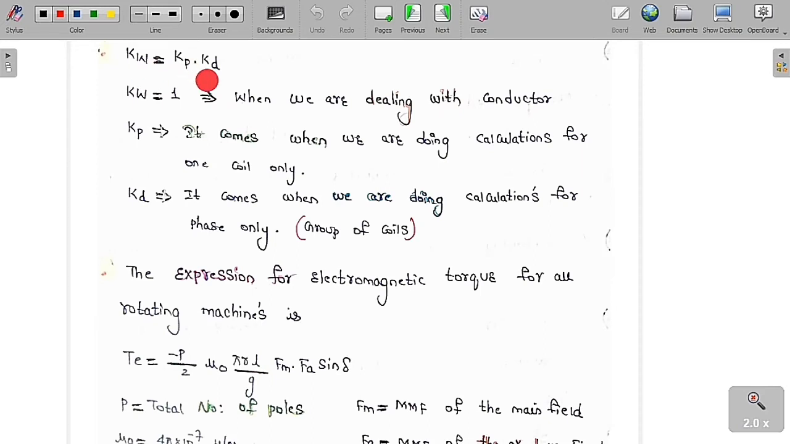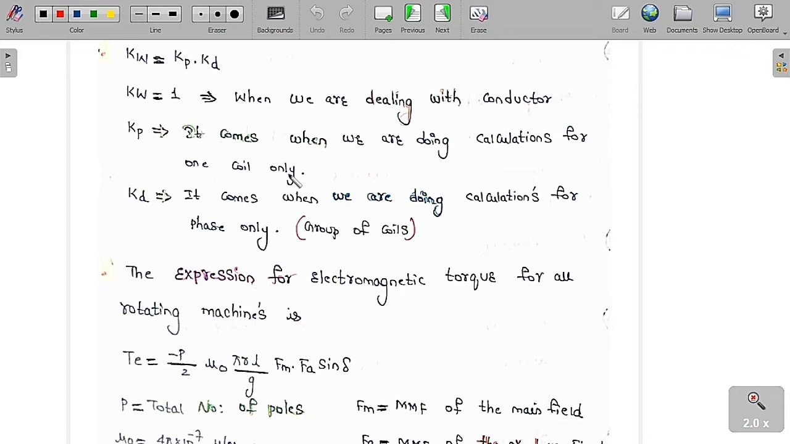See, Kw is the product of the pitch factor and the distribution factor. I already told you, Kw is the product of the pitch factor and also the distribution factor. Kw is equal to 1 when we are dealing with a conductor. And Kp comes when we are doing calculations for one coil only. Whereas Kd is called the distribution factor.